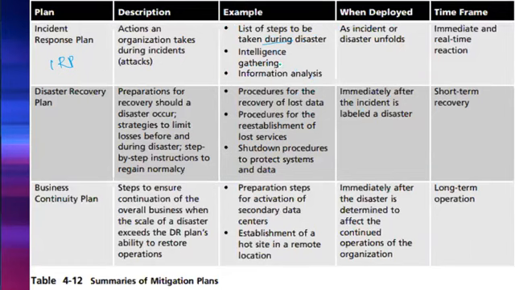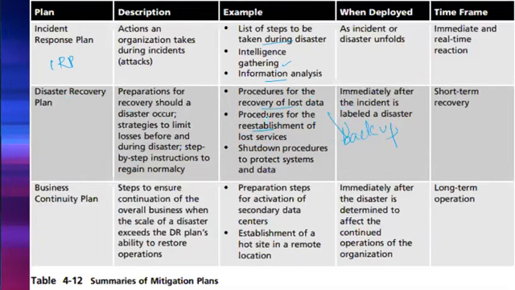Then the next one is intelligence gathering, that is, what is going to happen and what the different data are that you can make a note of. Then information analysis, that is, the different information that is there and what you need to back up, that is necessary. Then comes the disaster recovery plan: the procedure for recovery of lost data, that is your backup. Then the procedure for re-establishment of lost services.